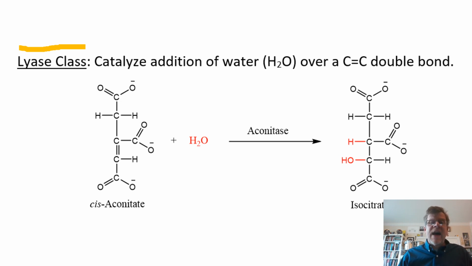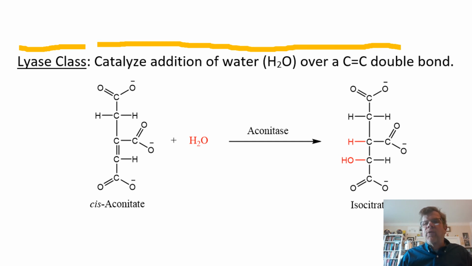In this case, a lyase class of enzymes will catalyze the addition of water over a carbon-carbon double bond. And when that happens, we know from organic chemistry, we get an alcohol as the product. So over on the structure on the left, we have a carbon-carbon double bond, and water adds over that double bond so that we get H on one side, OH on the other. What we have created is an alcohol functional group.